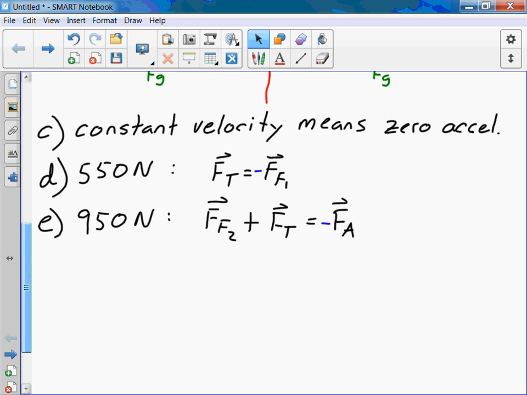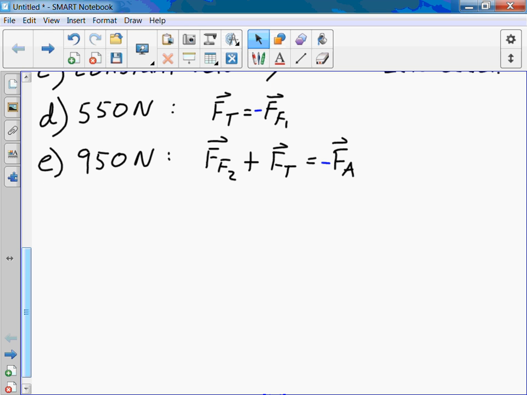And question F. Okay, so now we're actually going into the realm of acceleration. So now instead of the force being 1,500 newtons, the friction force remains the same, but the boat increases its thrust to 1,700 newtons.